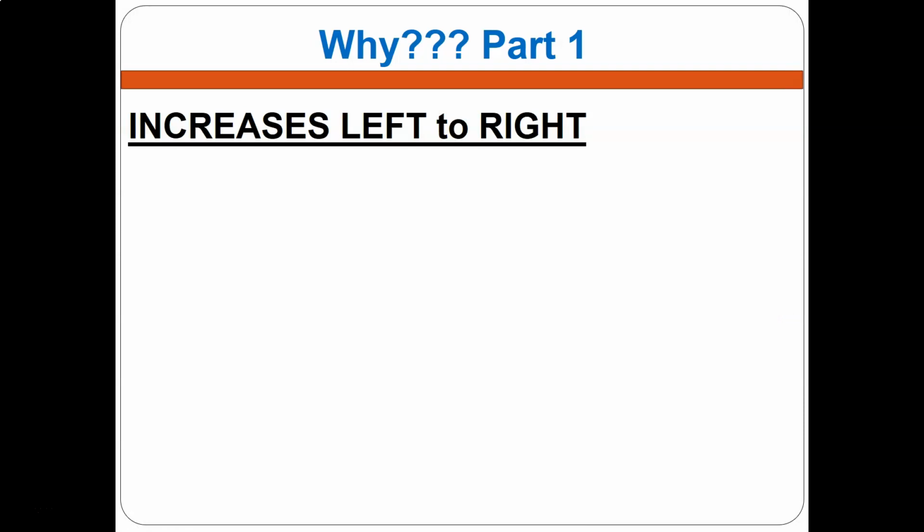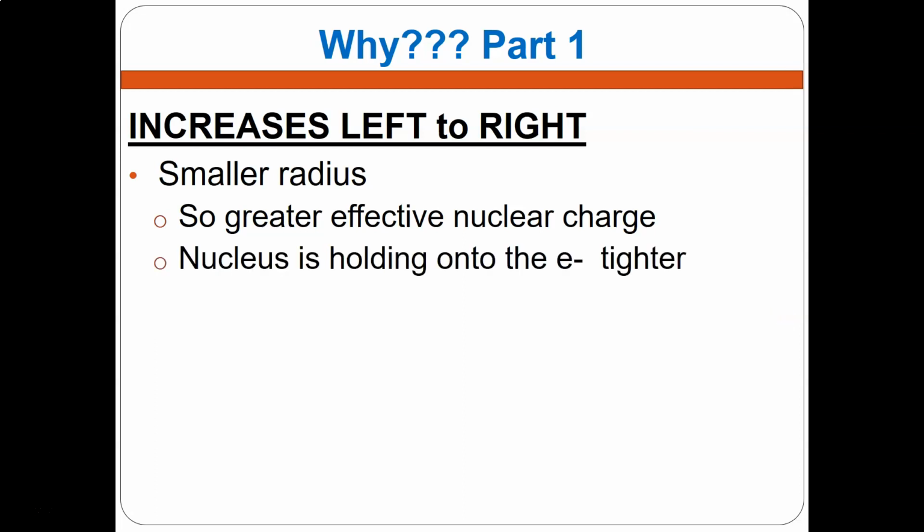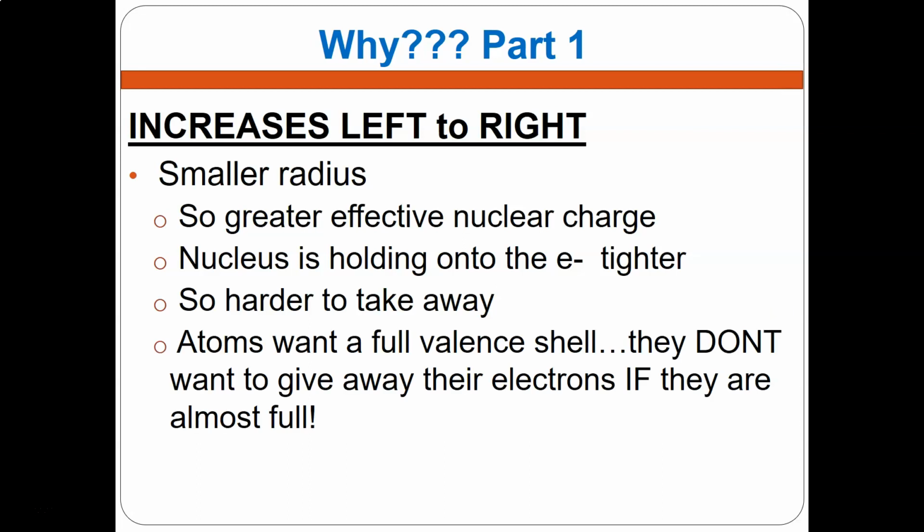So let's think about why this is the pattern we see. We're going to increase left to right because we know that we get a smaller radius, so we have a bigger effective nuclear charge, which means the nucleus is holding on to the electrons tighter, which makes it harder to take them away, right? And if those electrons are so close to having a full valence shell, they don't want to get rid of those electrons, do they? So they're very close to being stable. They're getting smaller and smaller as you go to the right, so their electrons are being held onto tighter and tighter, so that ionization energy goes up, up, up. Fluorine takes a lot of energy to take an electron away from. Francium, totally easy to take one away. Francium is huge. It doesn't have much of a pull on those valence electrons.